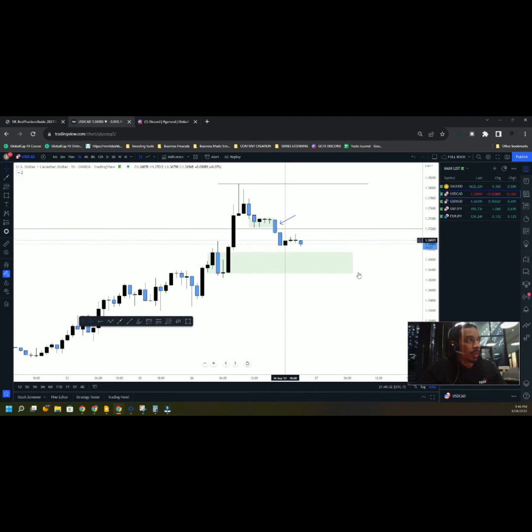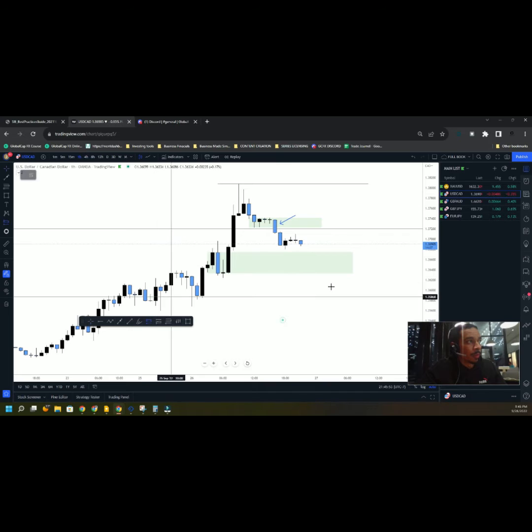So if we really want to look for a short here, we would look for it to come back into this general area and then give us some type of confirmation, whether it's an engulfing candlestick, or some market exhaustion, like these wicks here on the top side of the bodies of the candles.